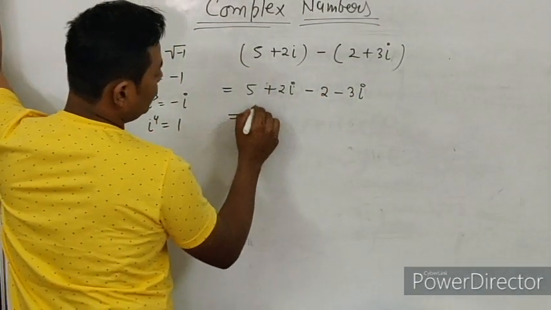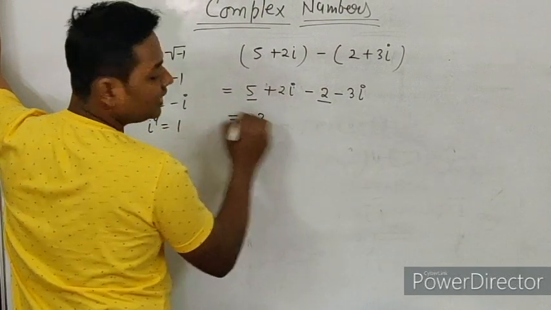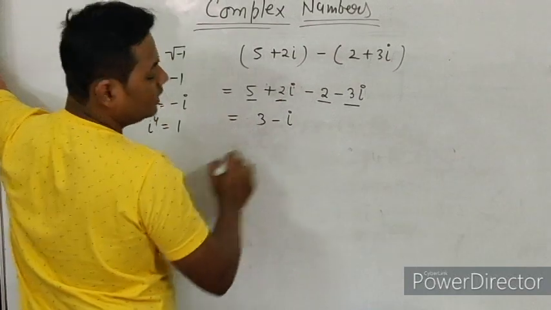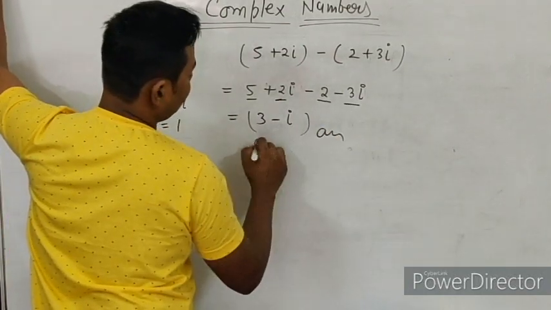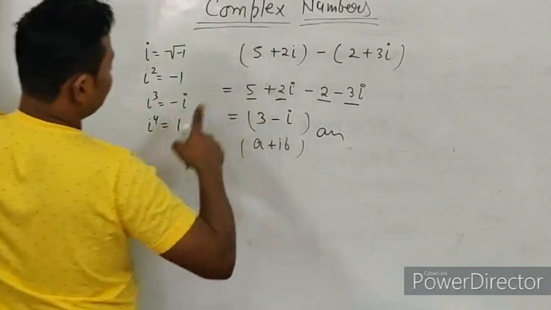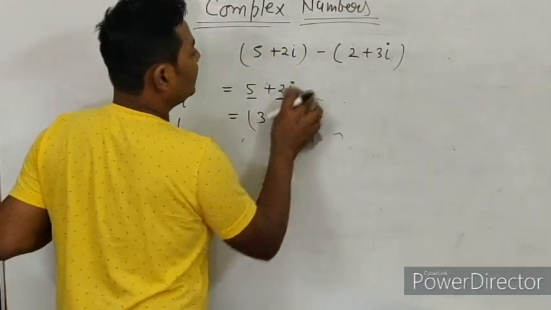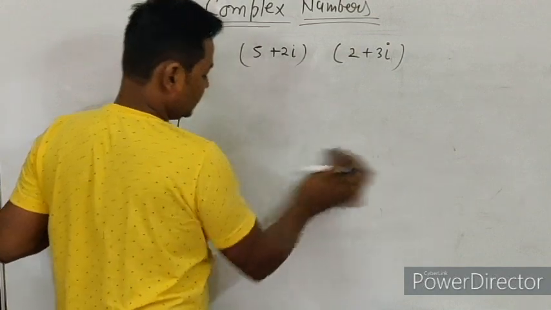Again, 5 and minus 2 becomes 3, and 2 iota and minus 3 iota becomes minus iota. So this is of the form a plus ib, so it forms a complex number. Similarly, let's talk about multiplication. Let's multiply these quantities together.